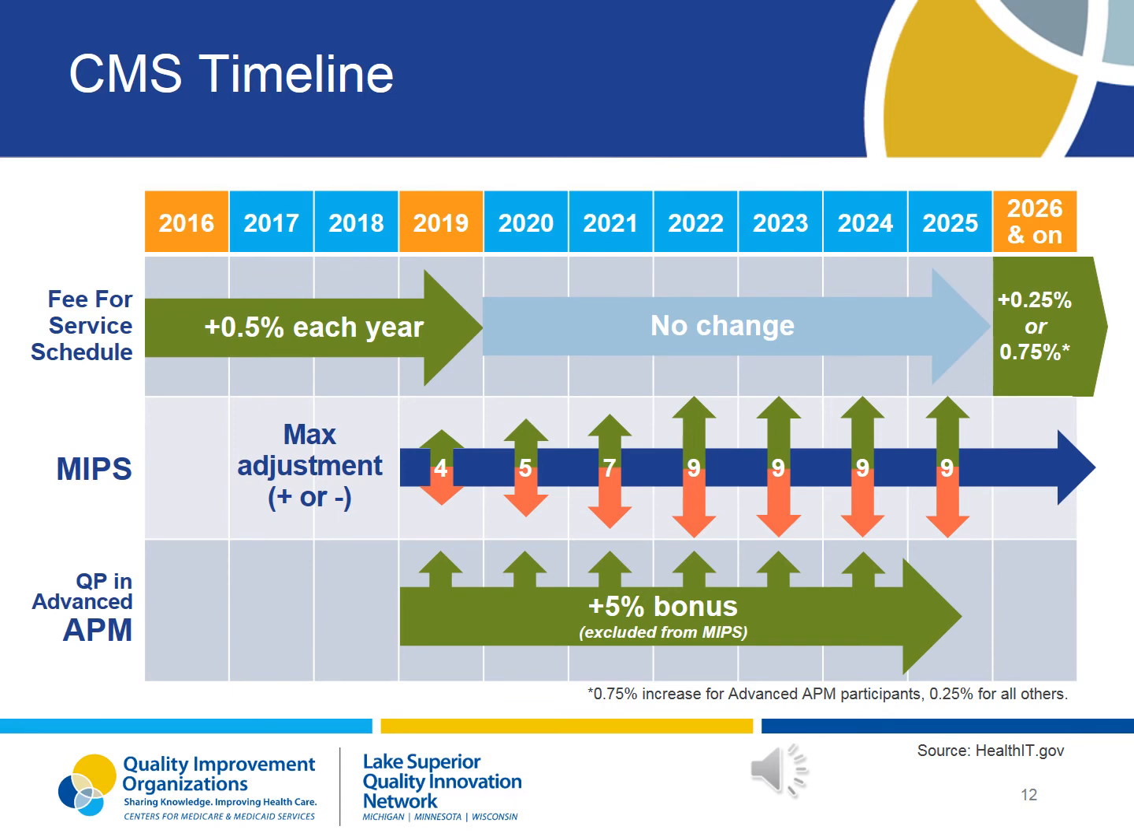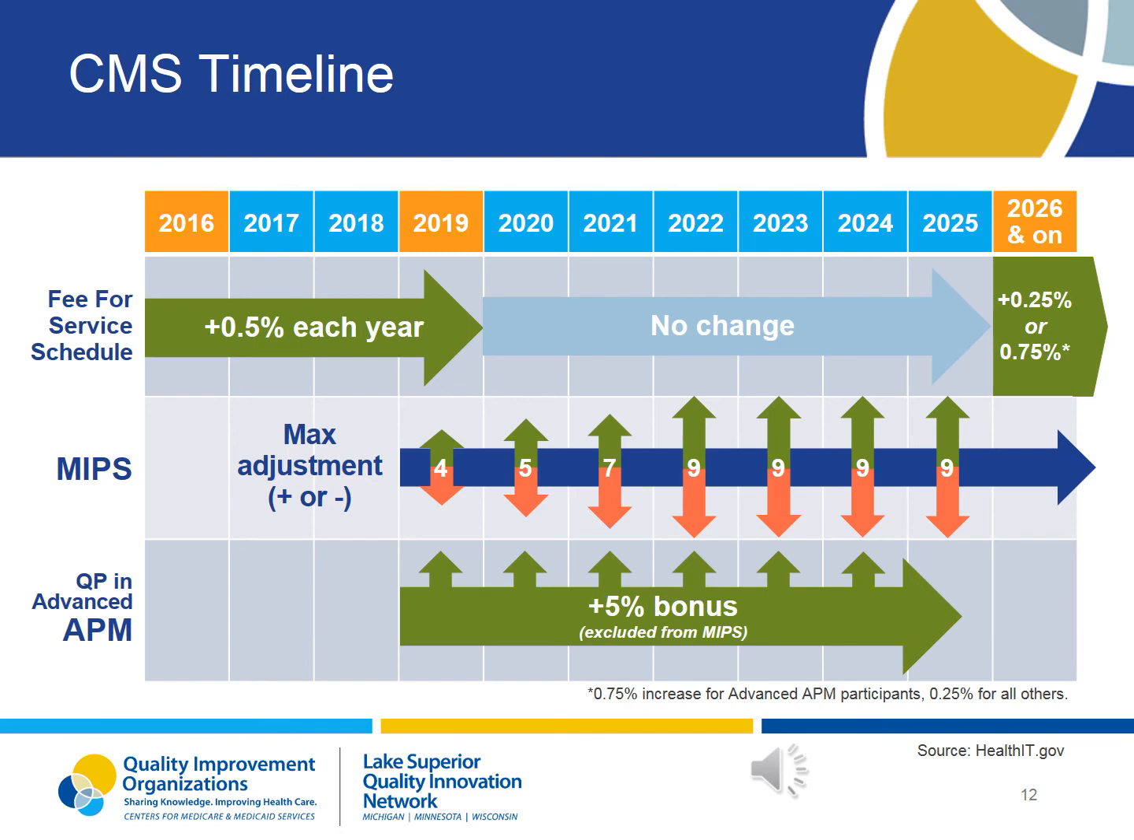This timeline graphic shows the progression of payment adjustments under the fee-for-service, MIPS, and advanced alternative payment models. In the fee-for-service row at the top, you'll see the Part B physician fee schedule increases uniformly at 0.5% per year until 2019, after which there is no annual increase until 2026. At that time, the increase will be set at 0.75% for participants in advanced alternative payment models and only 0.25% for all other Medicare fee-for-service providers, clinicians who are still reporting through MIPS.